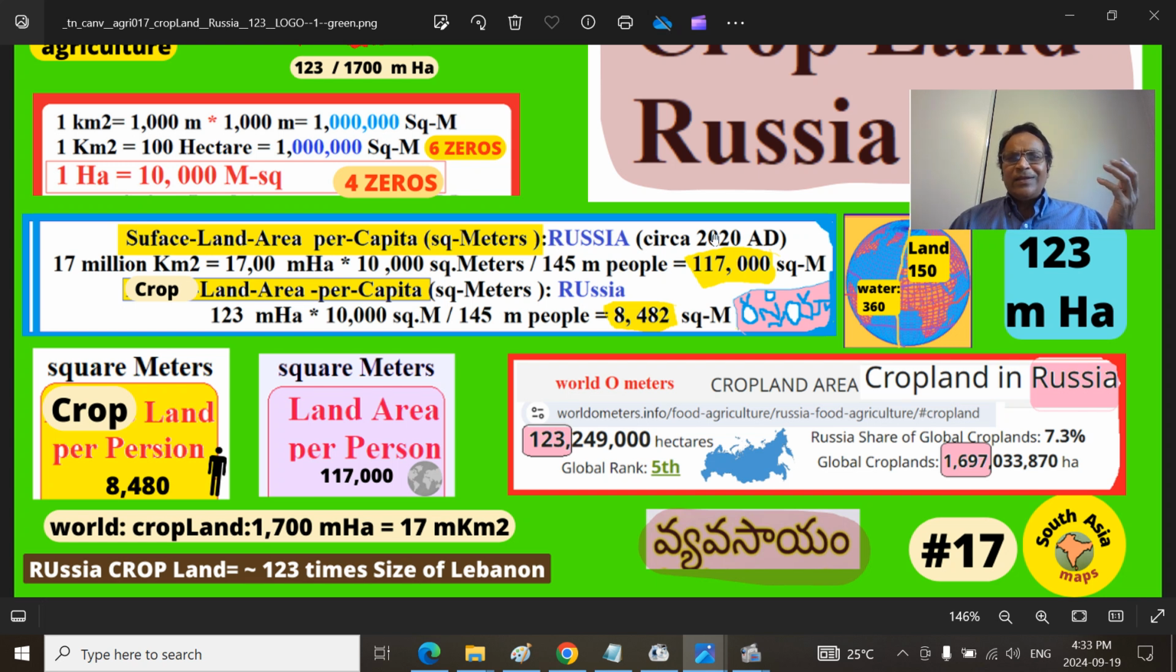This is circa 2020, but it does not matter for 2024 because only the population will change a little bit. So there are 10 million square kilometers. Remember the size of South America? These are the square kilometers. If you add 2 zeros, you get hectares: 1700 million hectares. Because you want to convert hectares into square meters, add 4 zeros.